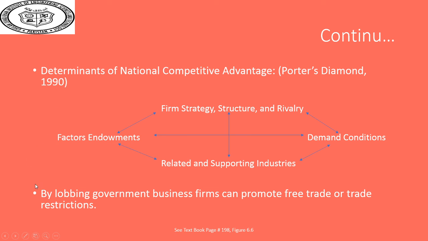So it happens through lobbying the government that business firms can promote free trade or trade restrictions. For certain industries they want free trade, and certain industries need some protections. So there is a lot of sophisticated lobbying of governments. So these are the theories of Porter's diamond.